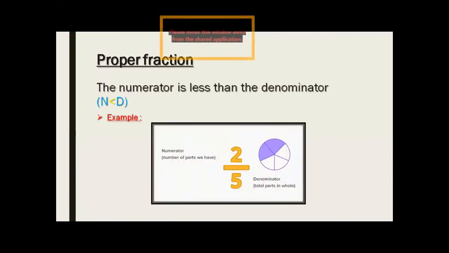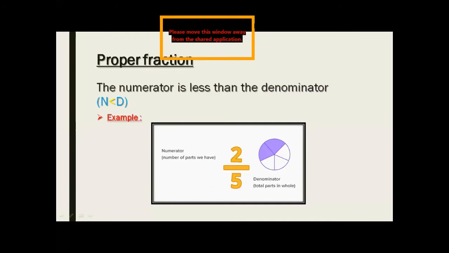Let's take the example. In this example, we can easily see 2 over 5. 2 is smaller than 5. So it is clear that proper fraction means the numerator is less than the denominator. As I have told you in the previous slide, the number above the bar is known as numerator, and the number below the bar is known as denominator. So the shaded part we have is known as numerator. What is the shaded part? Here you can see 2. So we call it numerator, and the complete whole is known as denominator.